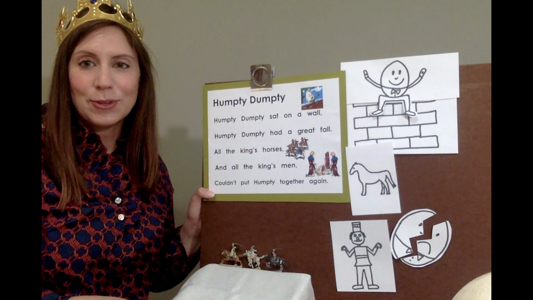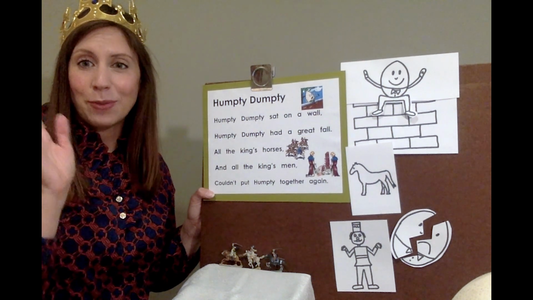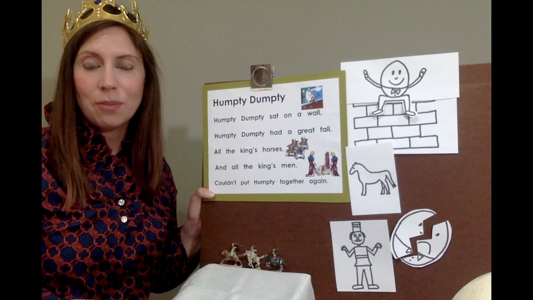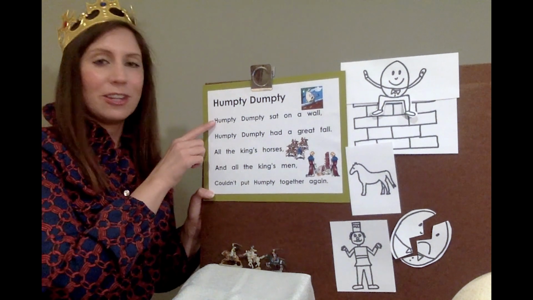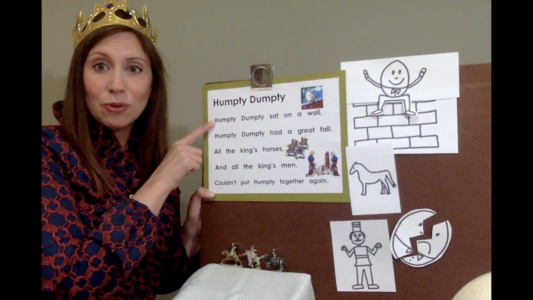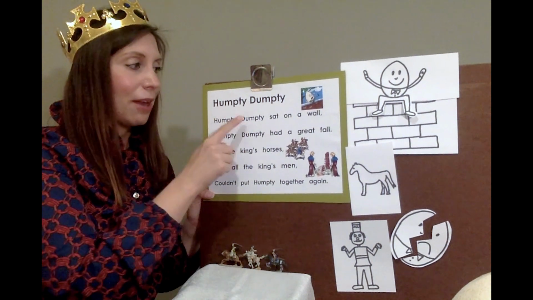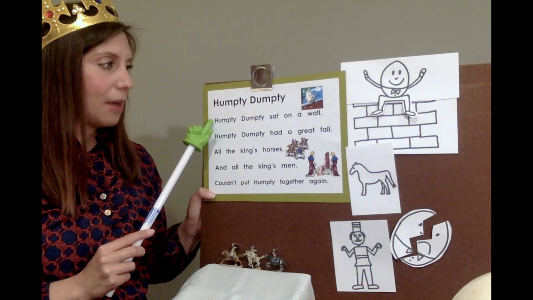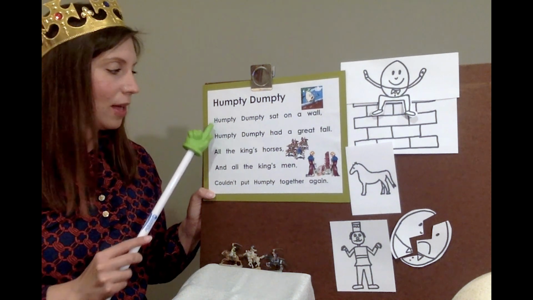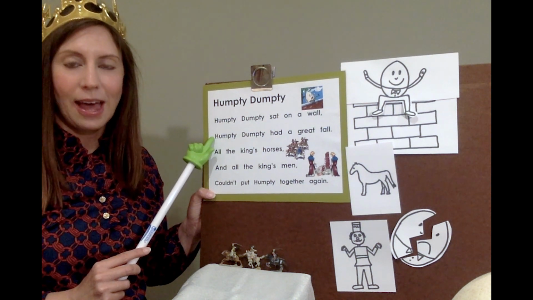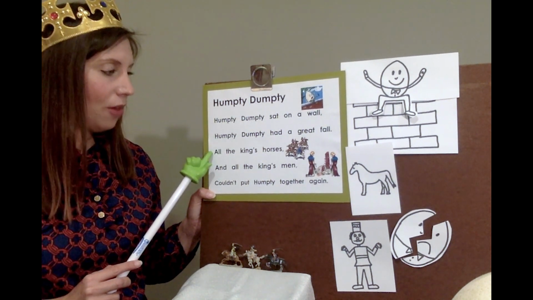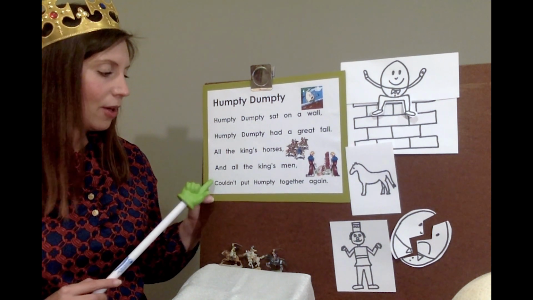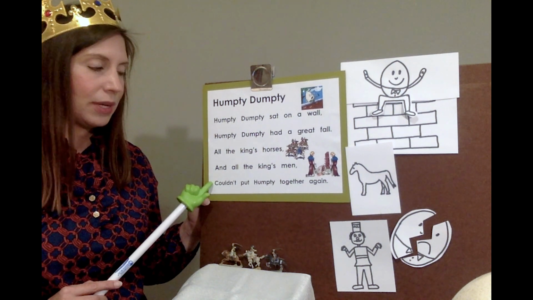Let's say this nursery rhyme one more time together and read it all the way through to make it sound smooth. This time, I'm not going to point to every word. I'll just point to the side of each line. But you try to read along with your eyes and follow the words so they match. Ready? Humpty Dumpty sat on a wall. Humpty Dumpty had a great fall. All the king's horses and all the king's men couldn't put Humpty together again.